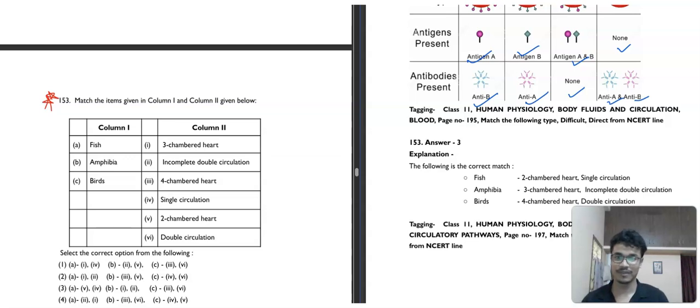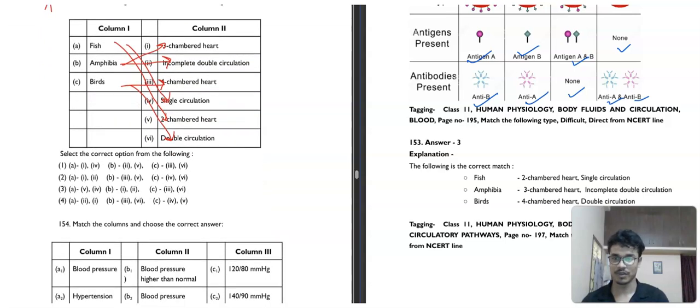So fish does have a 2-chambered heart. What does fish have more? Fish does have single circulation. And amphibia does have a 3-chambered heart, and they have incomplete double circulation. It doesn't have single circulation, but they have incomplete double circulation. Then birds have a 4-chambered heart like us, and they have double circulation. So our correct answer for this question will be option number third.